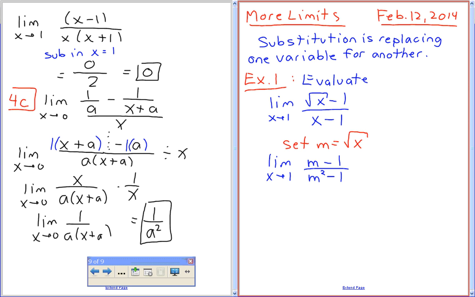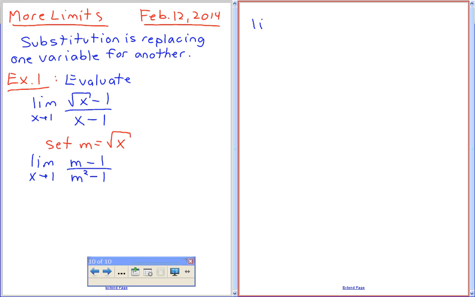Perfect. Okay, so what do we do, John? Why is this helpful to us now? Well, you can factor the bottom. You certainly can. Go ahead. That's going to be m minus 1 over top of m plus 1, m minus 1. Lovely.